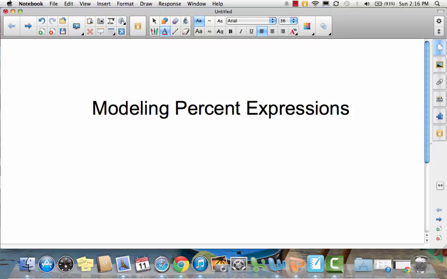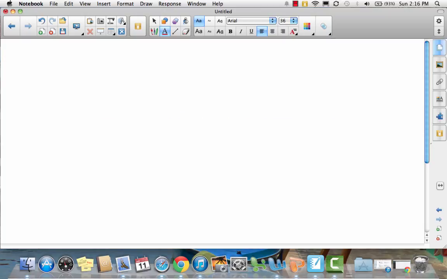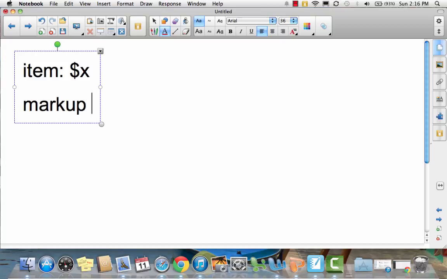Okay, so we're going to look at a couple examples of modeling percent expressions. So here's our first example. Let's say that we are purchasing an item, and that item costs X dollars, and we know that the price of the item is going to be marked up by 10%.